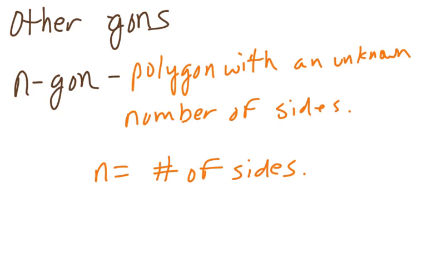Now, there are also n-gons. There's a polygon where we don't know the number of sides. And those are just different polygons that we'll talk about as we work on the different lessons about polygons. But that is the end of our lesson on polygons.